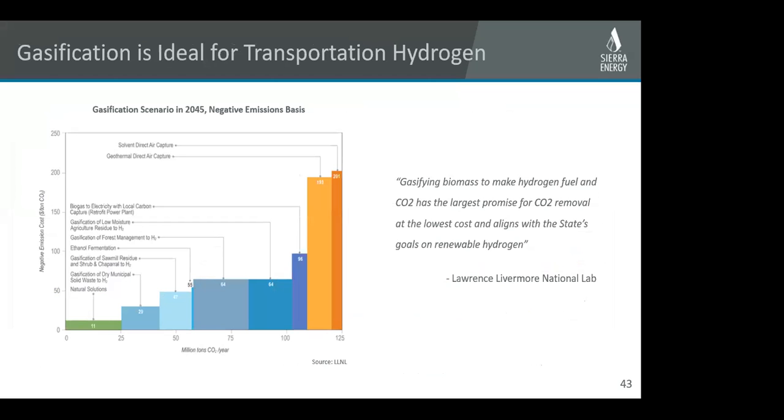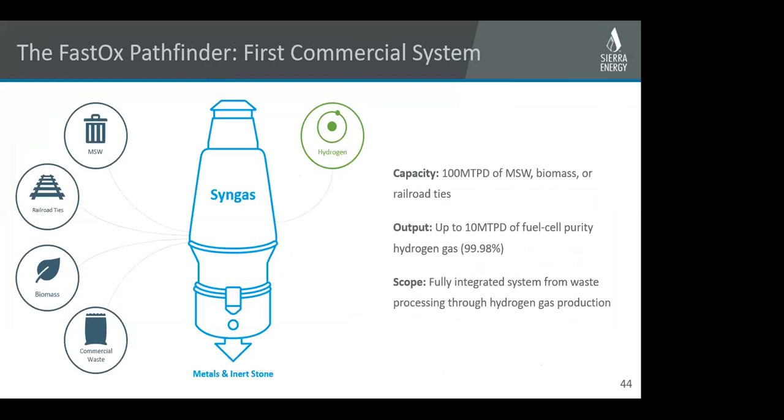One of the advantages is that it can be used in transportation. It's a very busy slide here talking about how awesome gasification is as a way to get to hydrogen as a transportation fuel. In our first commercial facility that we're hoping to build in California, we've been talking about taking various feedstocks and creating hydrogen as the end product for our first system.